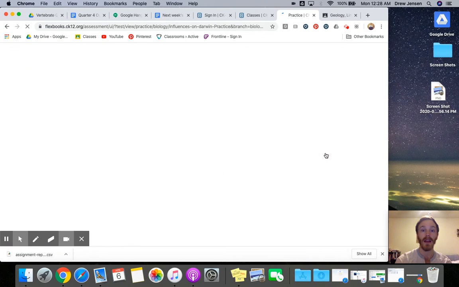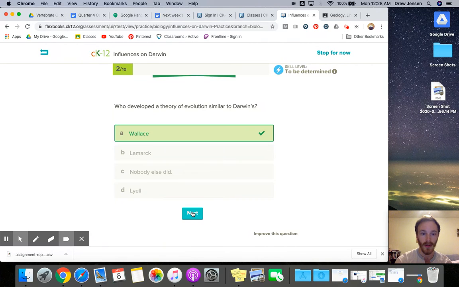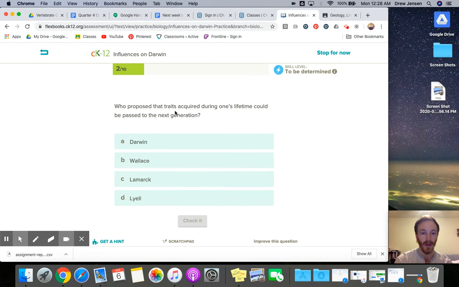It might change the question, but that one will likely pop back up later. So again, if you're not sure, feel free to jump back there and recheck the reading. In this case, it stayed the same. So Wallace it should be. Click that. Looks like we got it. All right. Who proposed that traits acquired during one's lifetime could be passed to the next generation? I believe that was Lamarck.